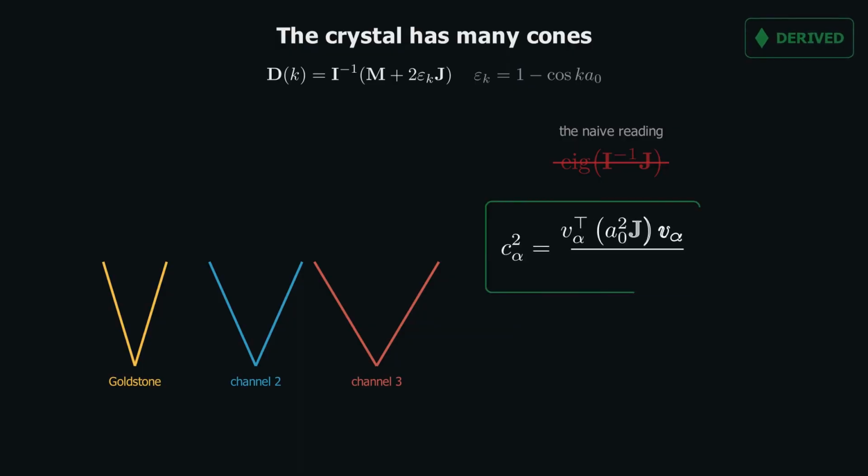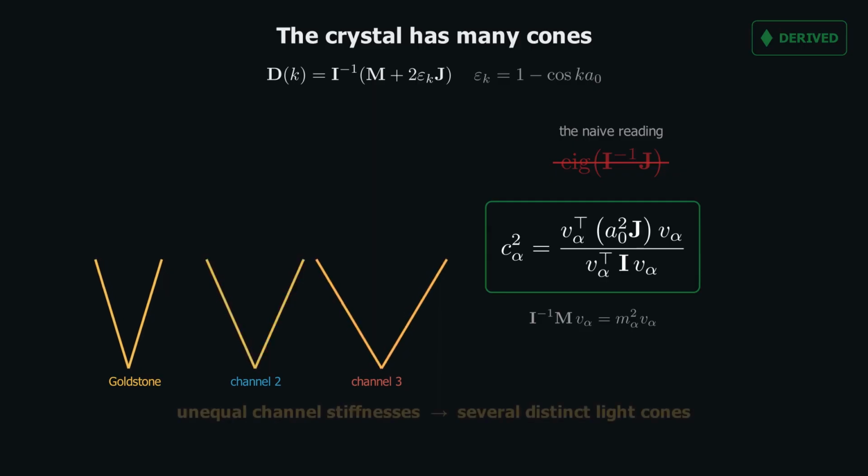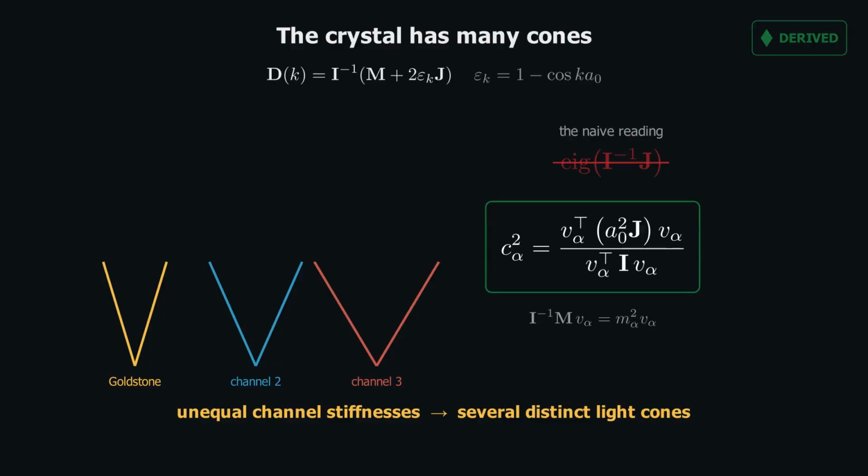It is the stiffness expectation value taken in the mass eigenbuses: C effective squared for branch alpha equals V alpha transpose times A0 squared J times V alpha, divided by V alpha transpose times I times V alpha. That is derived. Read what it says.